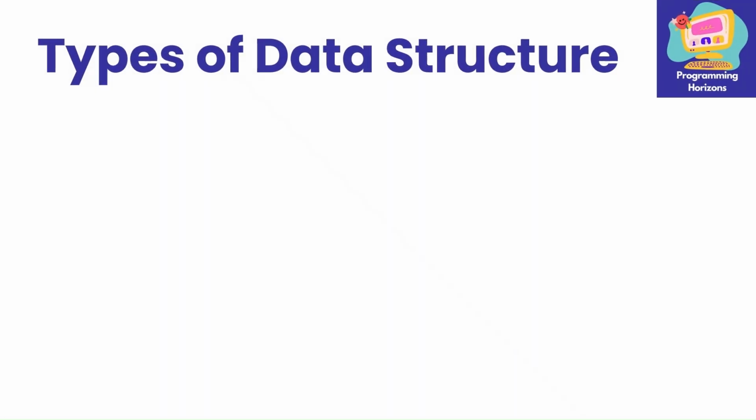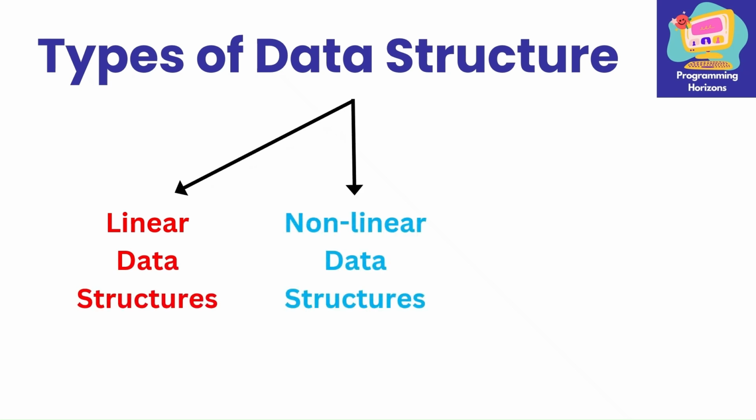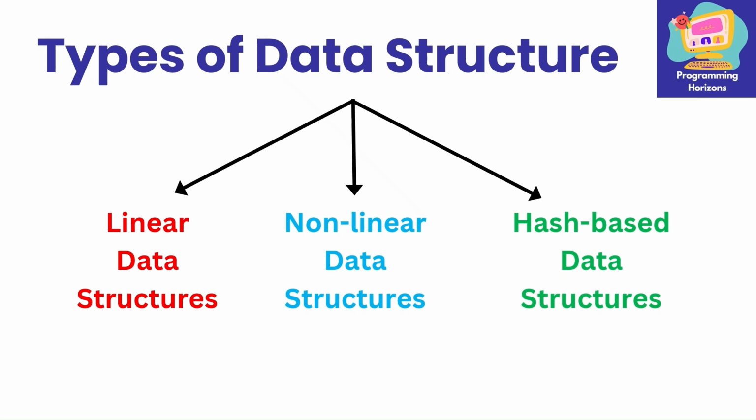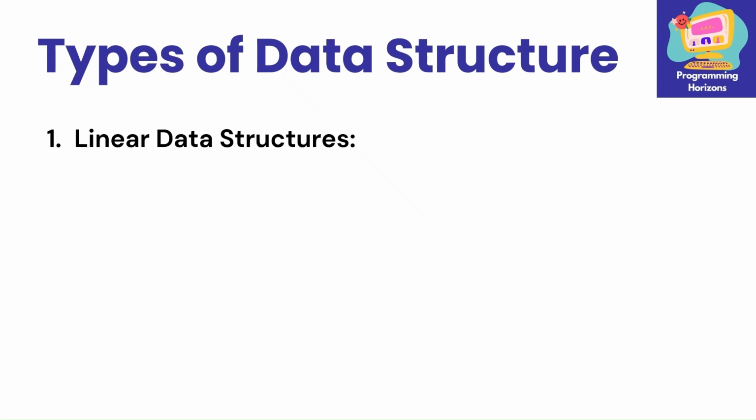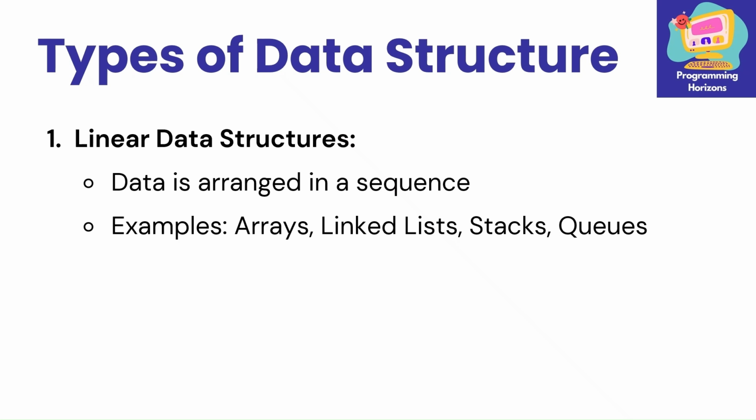Now let's take a look at different types of data structures that you will commonly use. We can roughly divide them into three broad categories, including linear data structures, non-linear data structures, and hash-based data structures. So first we have linear data structures where data is arranged one after the other in a sequence. Examples include arrays, linked lists, stacks, and queues. Let us understand them all.